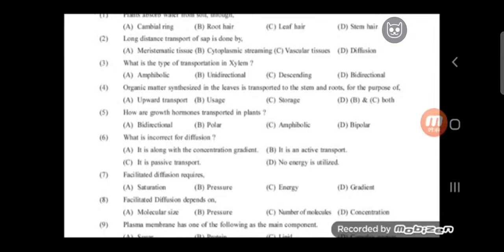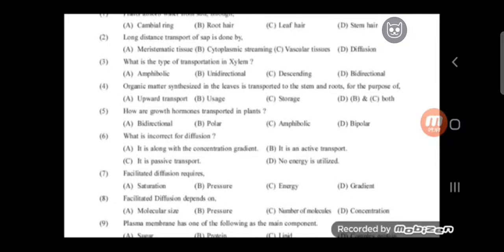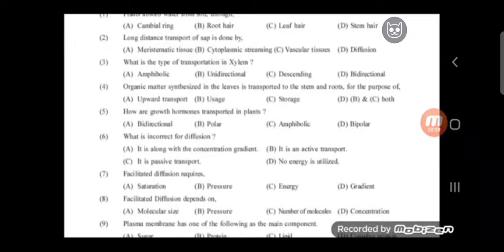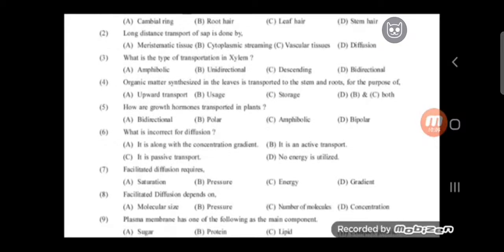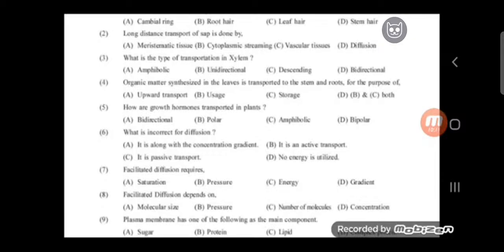So, as you know, in the start I said that the transportation that happens in the xylem is unidirectional. Therefore, option B, unidirectional, is the correct answer for question number 3. Now, let us come to the next question, that is question number 4.